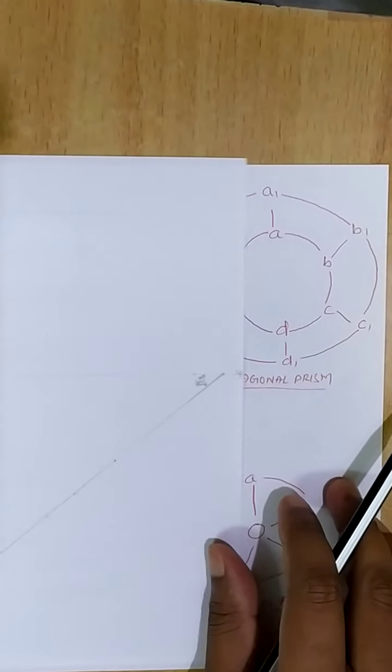Okay. In the same way, I have taken the first edge as D1 and C1. I can place my scale between D1 and C1.